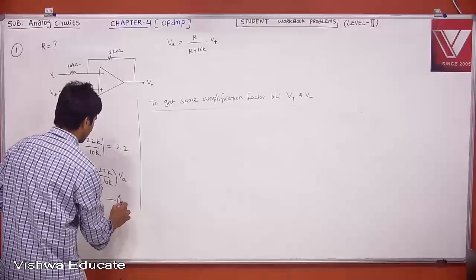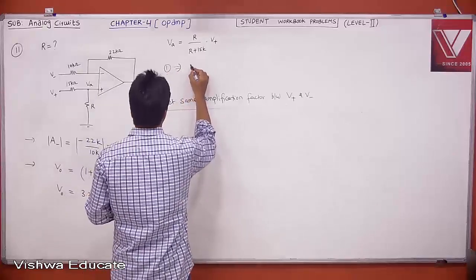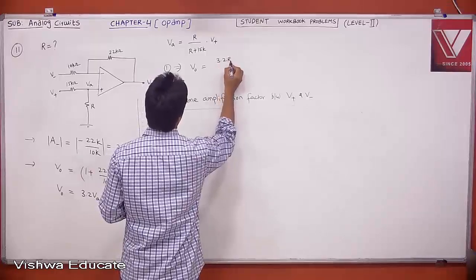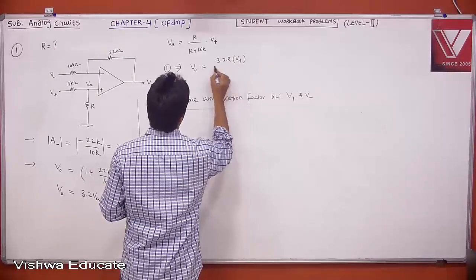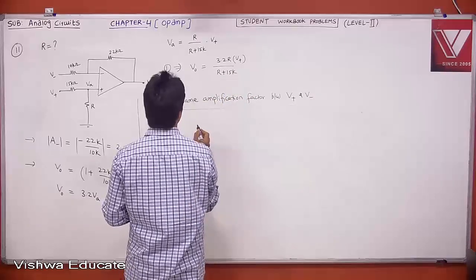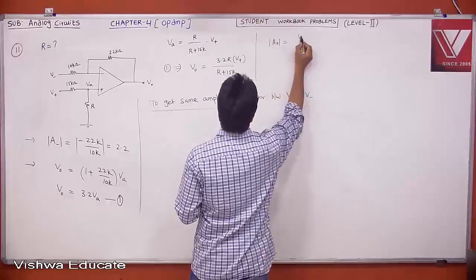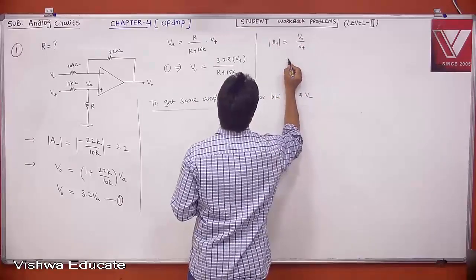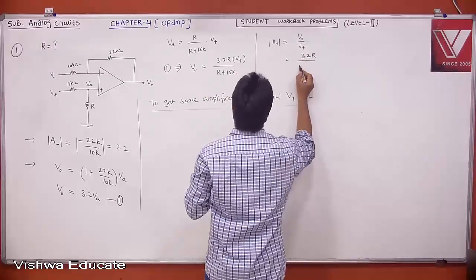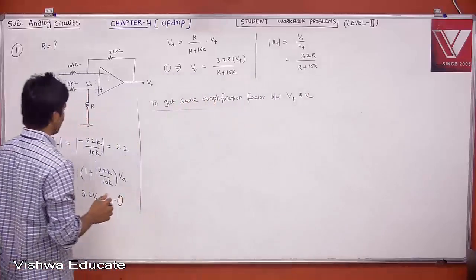Call this as equation 1. Then 1 implies V naught is equal to 3.2 into VA, 3.2 into R into V plus divided by R plus 15K. Therefore, what is your mod A plus? Your mod A plus is nothing but V naught divided by V plus, that is the amplification factor, which is nothing but 3.2 R divided by R plus 15K. This is what is your mod A plus.